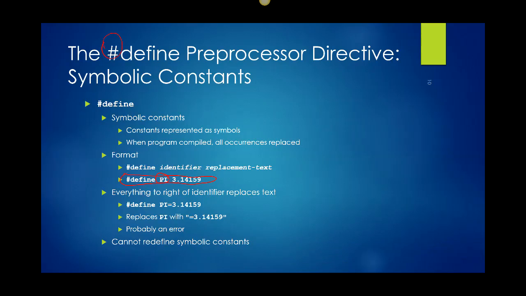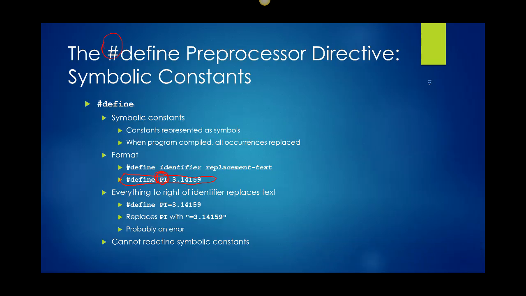So just a matter of style. Even though the symbol here could be any alphabetic symbol, it is traditional that we use all uppercase letters for it. So notice PI is capital P, capital I. Why? Because then it catches your eye in the rest of the file. You know that it is a pound define symbol.